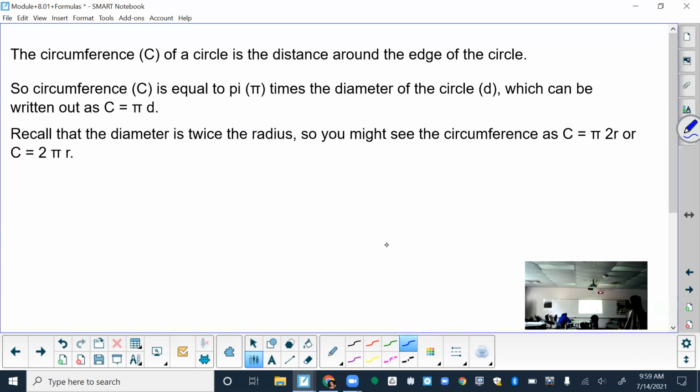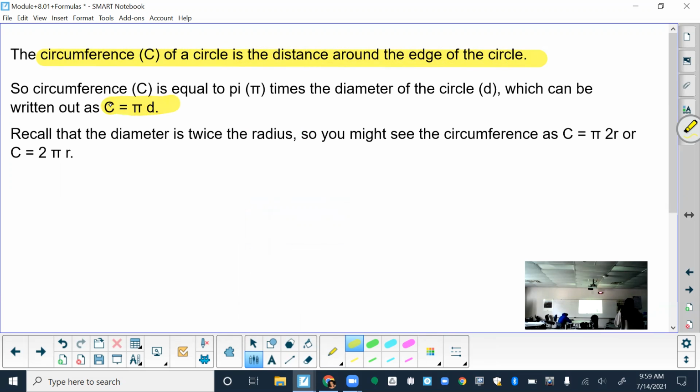All right. So then circumference of a circle is a distance around the edge of a circle. The circumference is equal to pi times the diameter of the circle, which can be written out as C equals pi times diameter.